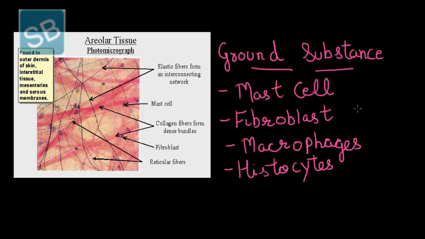Moreover, as can be seen from the figure, apart from these fibers, there is a ground substance. It consists of various types of cells like mast cells, fibroblasts, macrophages, and many other cells. Out of these cells present in the ground substance, the most important of all is the fibroblast because the proteins elastin and collagen forming yellow and white fibers are synthesized by fibroblasts.